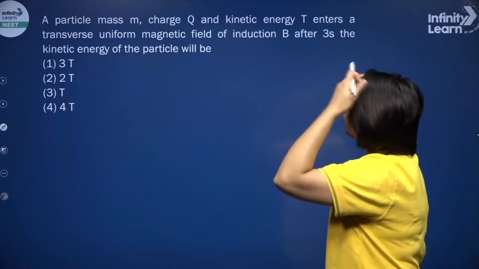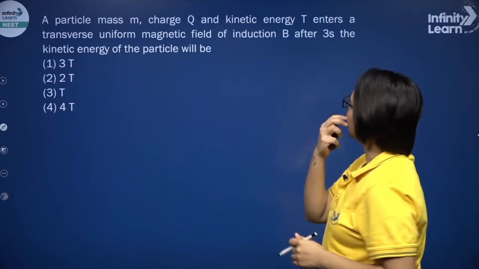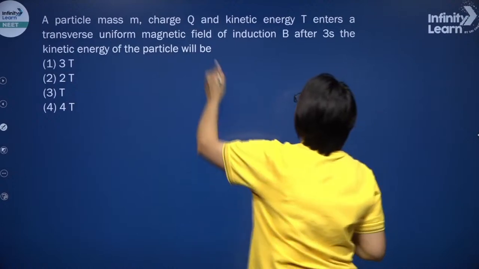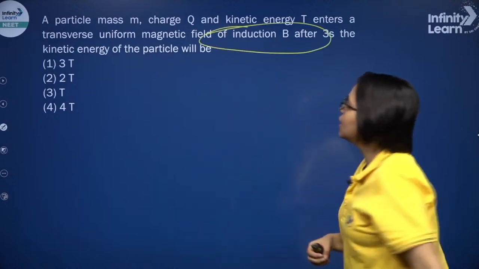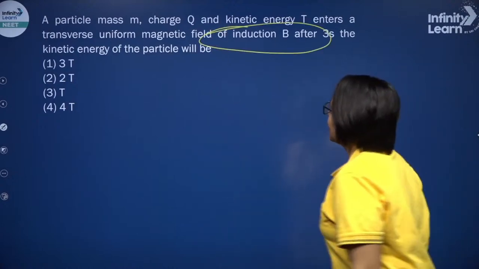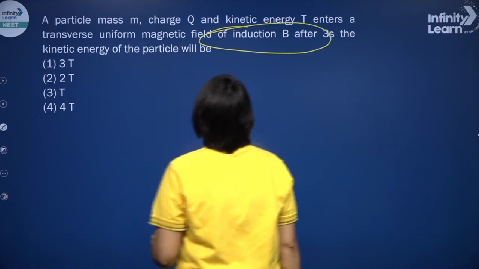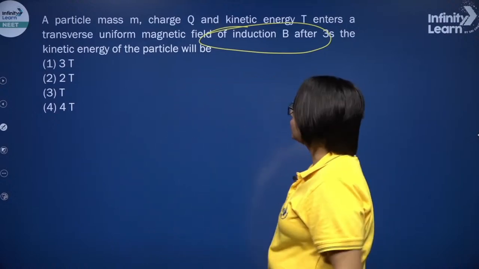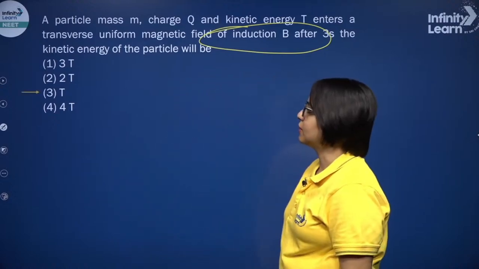Next is, a particle of mass m, charge q and kinetic energy T enters a transverse uniform magnetic field of induction B. After 3 seconds, the kinetic energy of the particle will be? Kinetic energy of the particle is not changed by the force of the magnetic field, right? So it will be the same, which is option 3.